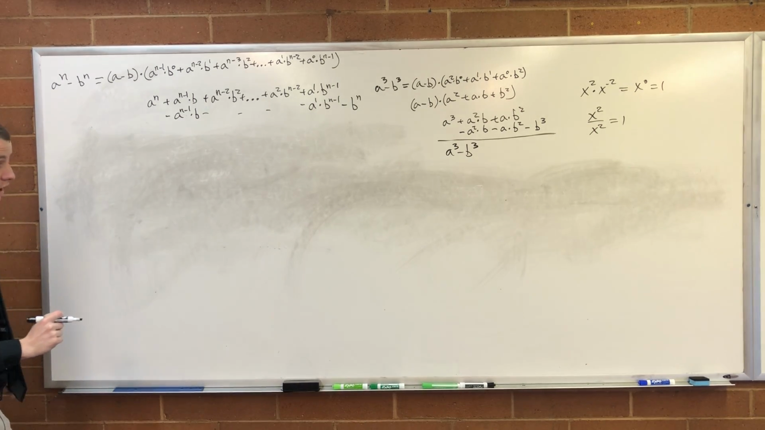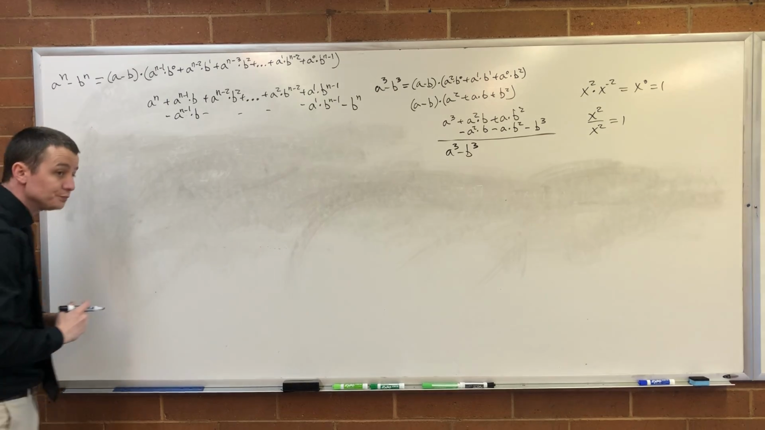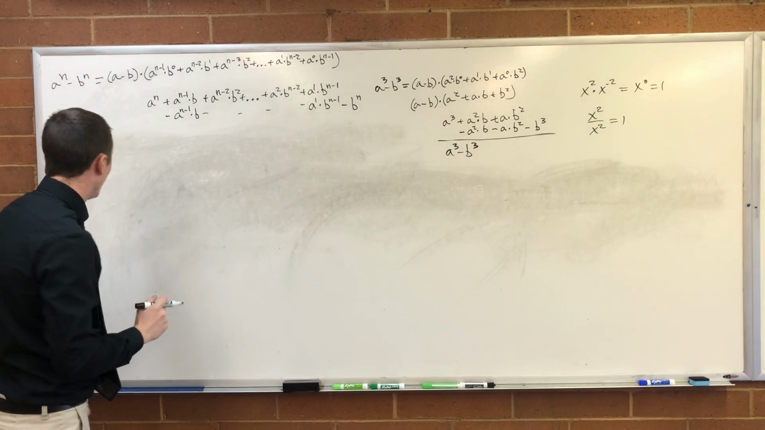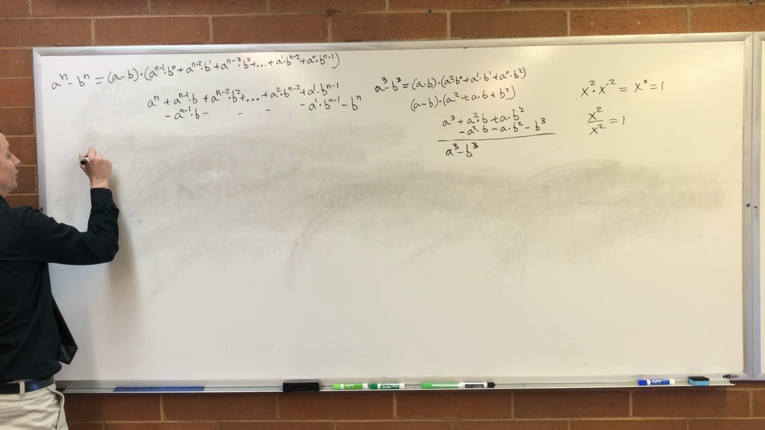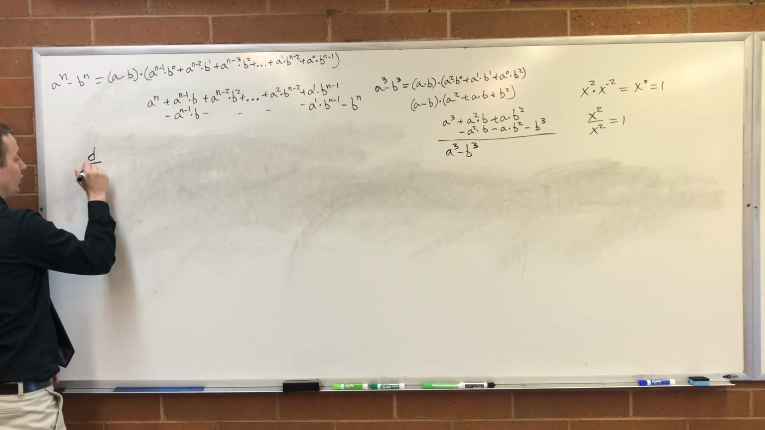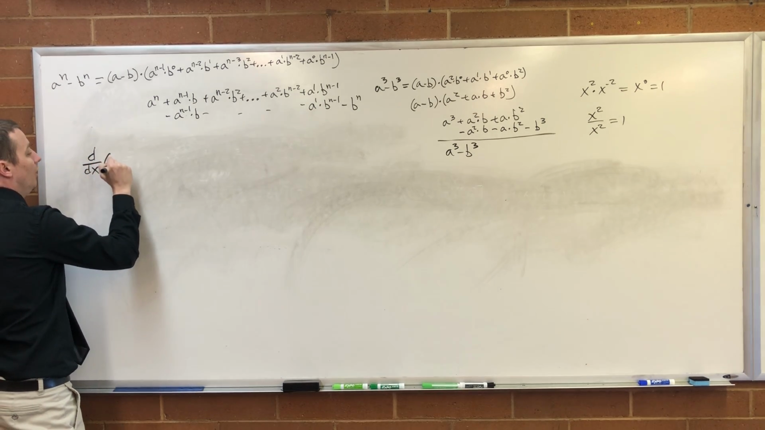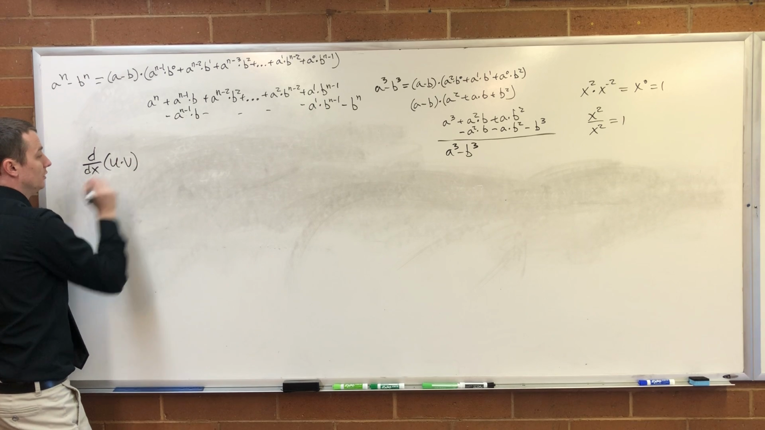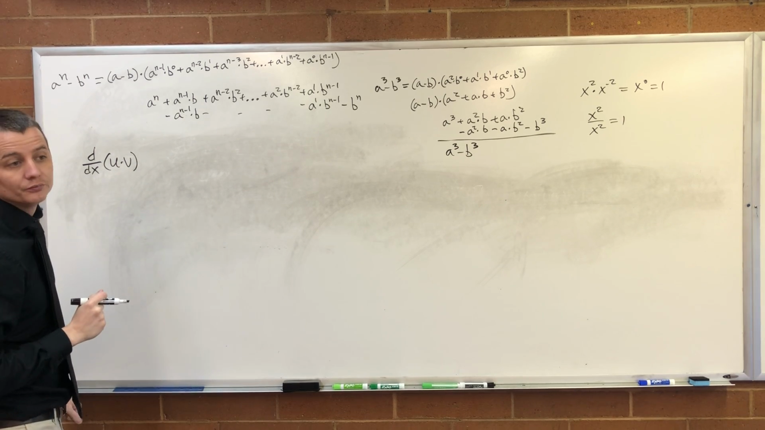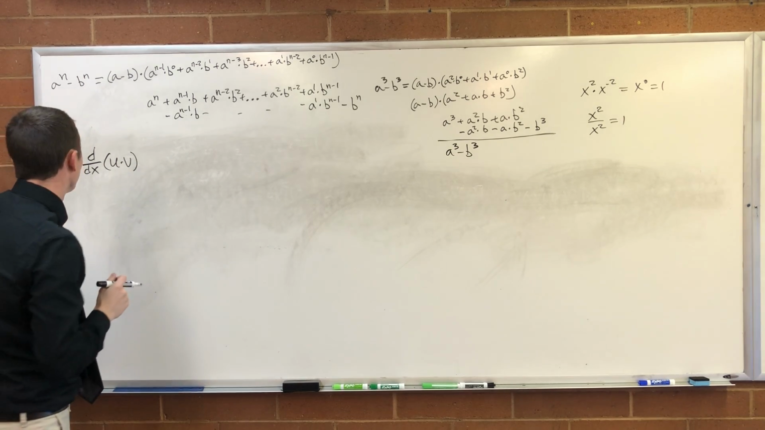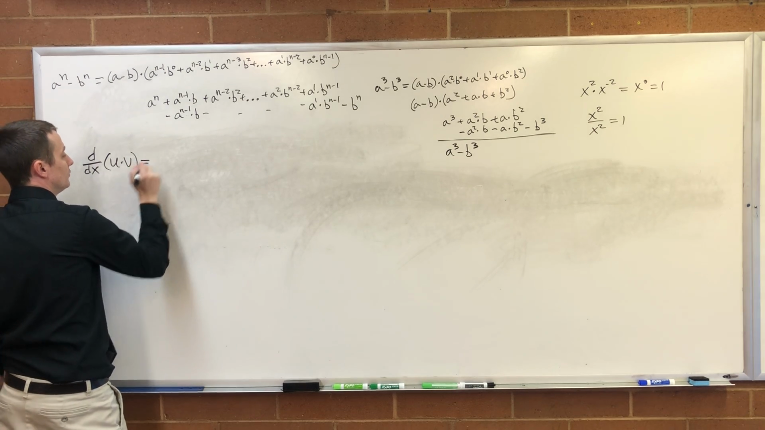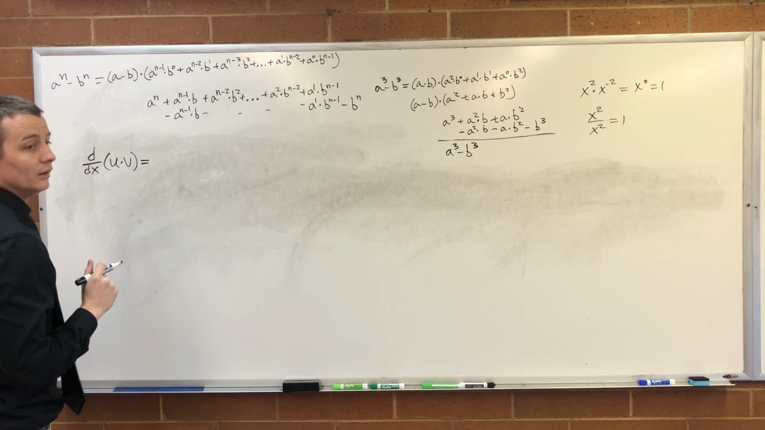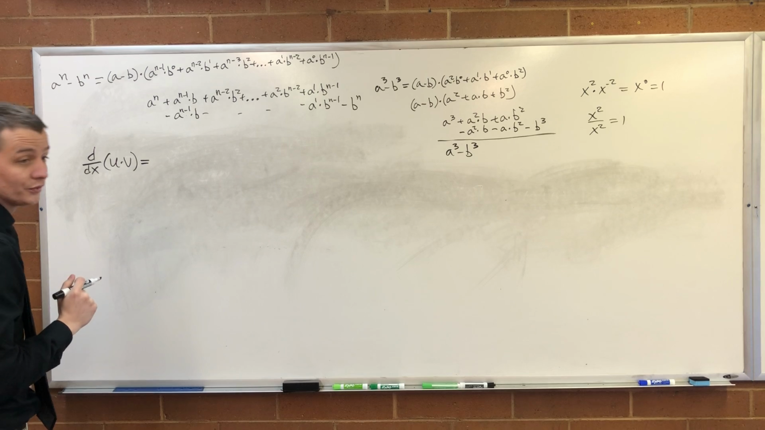the derivative of a sum is equal to the sum of the derivatives. What about the derivative of a product? So now we want to look at the derivative with respect to x of u times v. What do we think that's going to equal? Derivative of u times the derivative of v. Well, let's see what it equals.